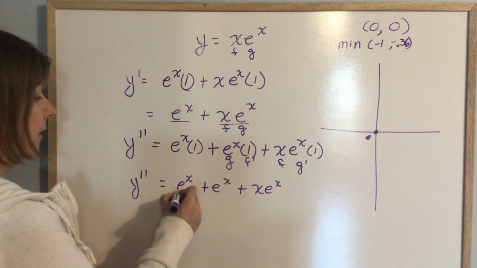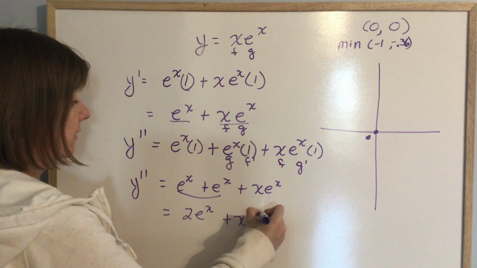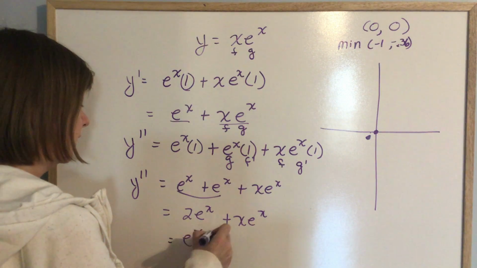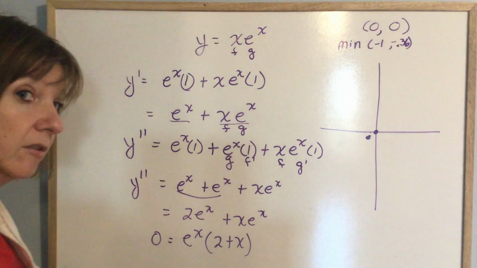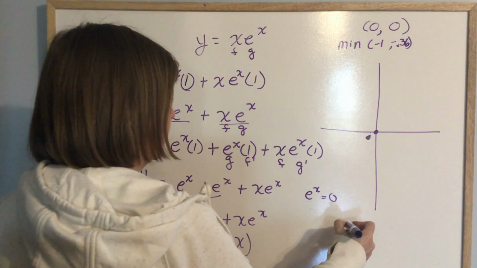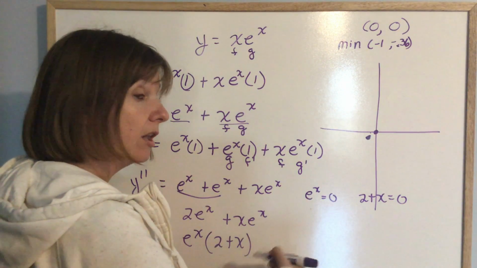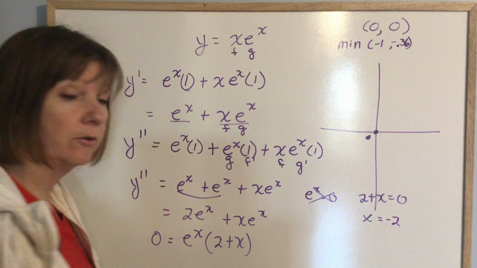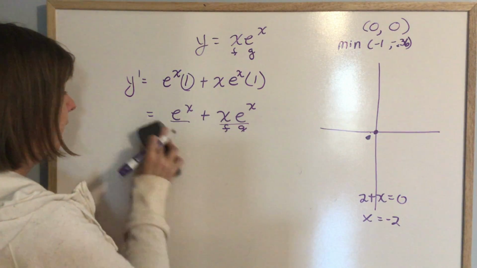So again, I could add those together. I have 2e to the x's plus x e to the x. I could go, hey, I've got a common factor of e to the x, and that would leave me with 2 plus x. I'm going to make that equal to 0. So now either e to the x is equal to 0 or 2 plus x is equal to 0. Well, we already established in the last one that's not possible. So x would equal -2.